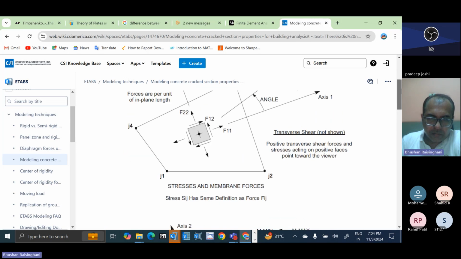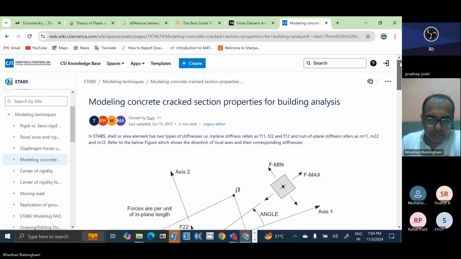So let us try to look at modeling concrete cracked section properties for building analysis. So this was mentioned in 2017. Okay. So in ETABS, a shell or area element has two types of stiffnesses. In plane stiffness. What is in plane? Now you know, like a membrane. This is a membrane action. It will transfer forces from one side to the other side to the supporting member. Nothing out of plane.